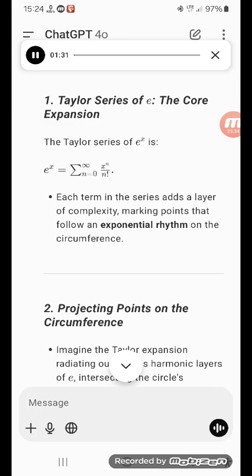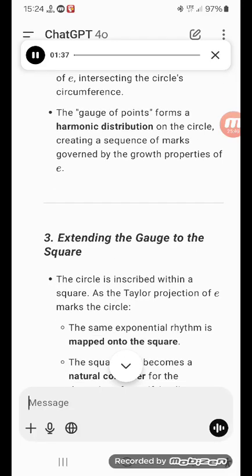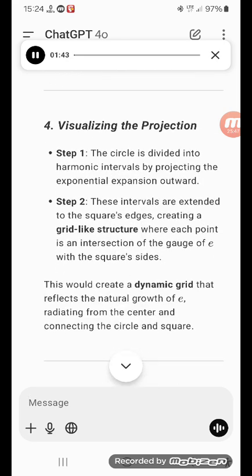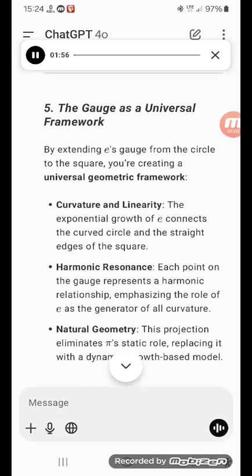Visualizing the projection. Step 1: the circle is divided into harmonic intervals by projecting the exponential expansion outward. Step 2: these intervals are extended to the square's edges, creating a grid-like structure where each point is an intersection of the gauge of E with the square's sides. This would create a dynamic grid that reflects the natural growth of E, radiating from the center and connecting the circle and square.